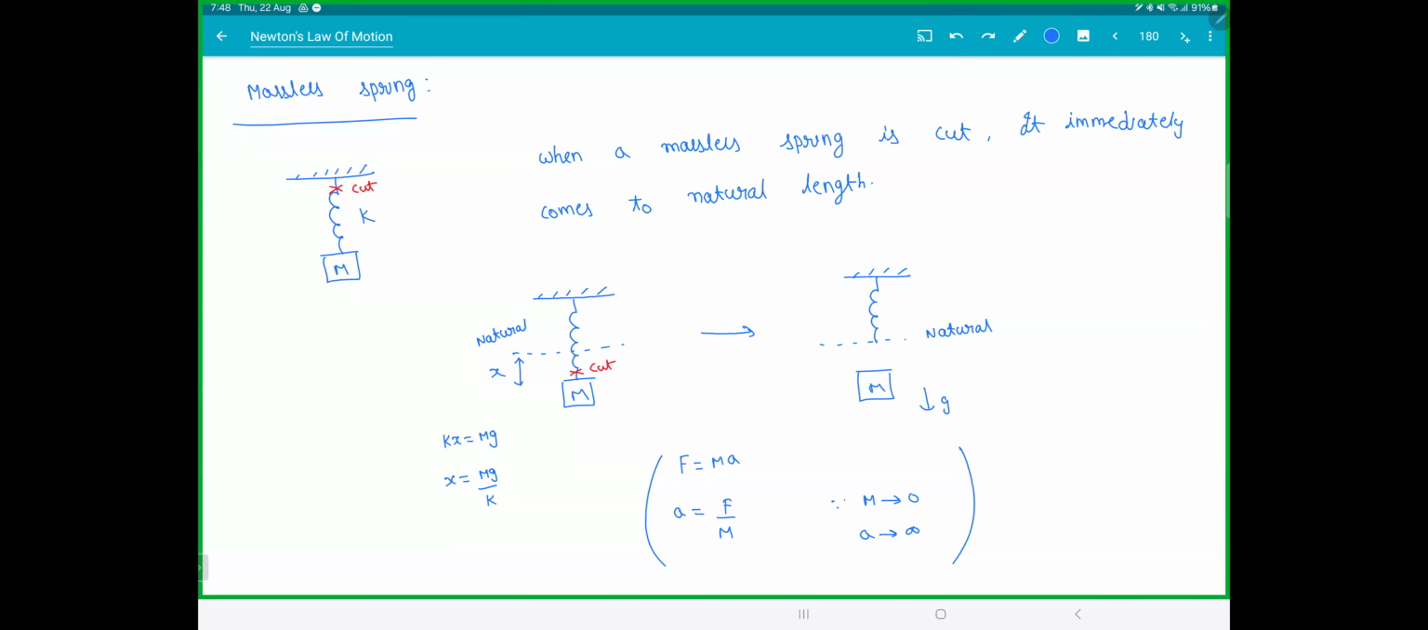But what if the spring has mass? Look at this. These questions we will not solve, but they can ask us theoretical questions. If you have a spring with mass, it behaves slightly differently. It takes time. When a spring is cut, it takes time for the spring to come to natural length.